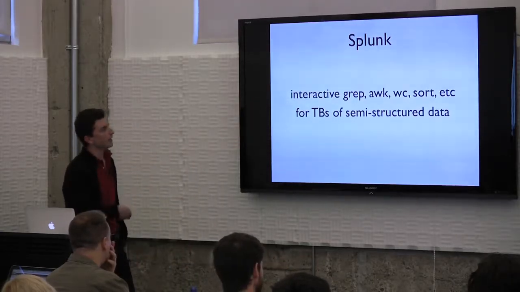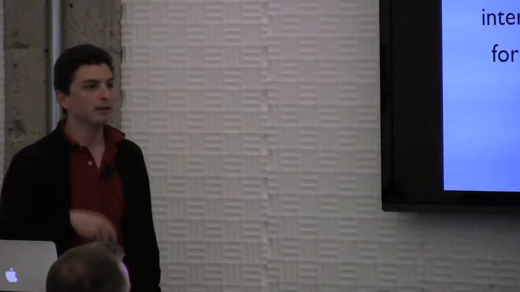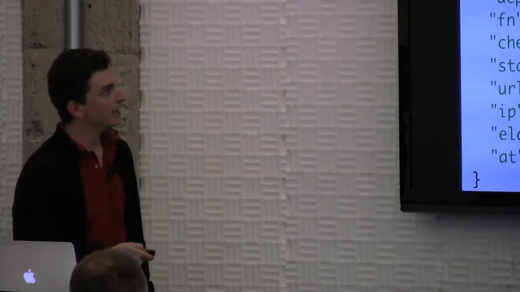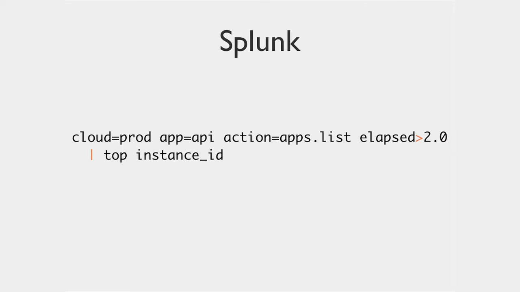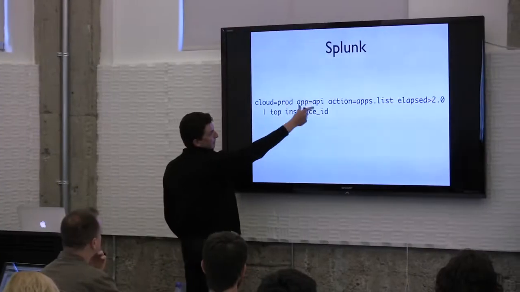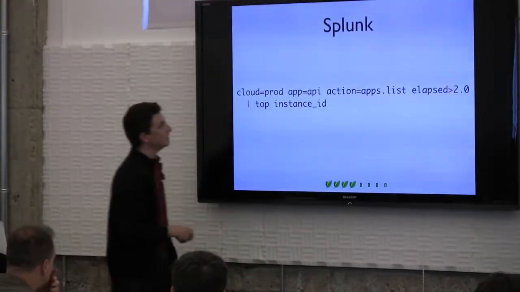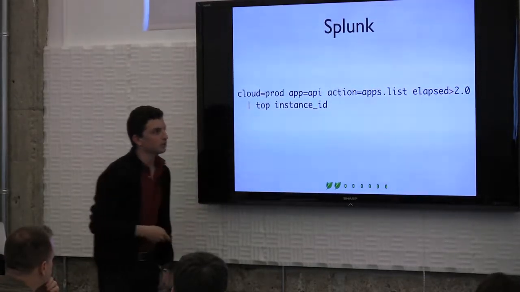And what we use Splunk for then is doing these interactive searches and aggregations and sortings across potentially terabytes of data that we emit from the platform over the course of, say, a few weeks. And again, this is facilitated specifically by having that structured data. So for example, here we're saying, look at all of our data, find events that match these key value pairs with particularly high elapsed times, and then pick out the instance IDs that have the highest frequency in those events.